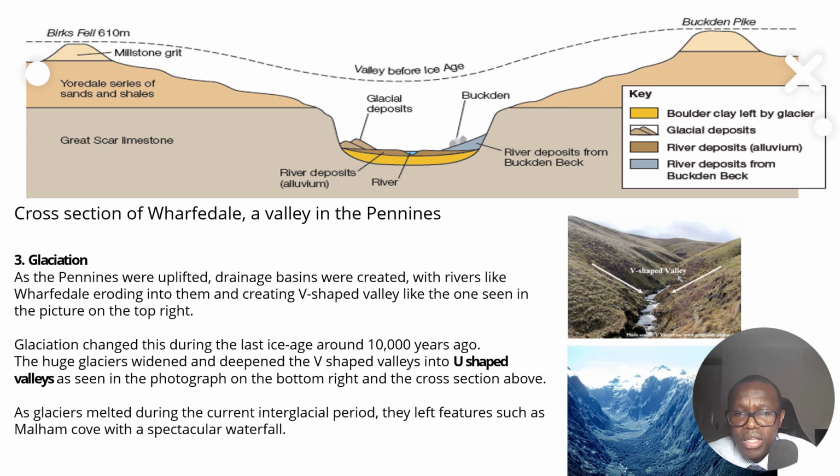And you can also see that again on this cross section here of the Wharfdale, in the Pennines. So glaciation also had a big role to play in the shaping of the landscape of the Pennines because it transformed or changed V-shaped valleys into U-shaped valleys.